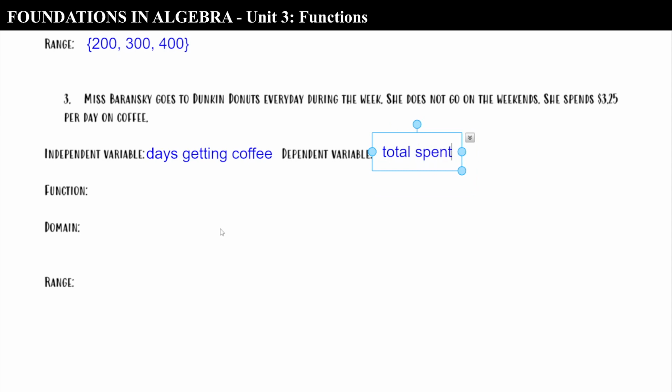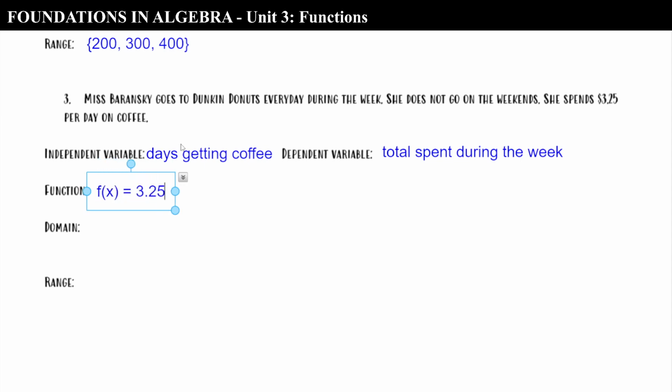The dependent variable is total spent for the week. And let's go ahead and add that. Total spent during the week. Okay? So let's write our function. F of x is going to equal 3.25 times the number of days she gets coffee.